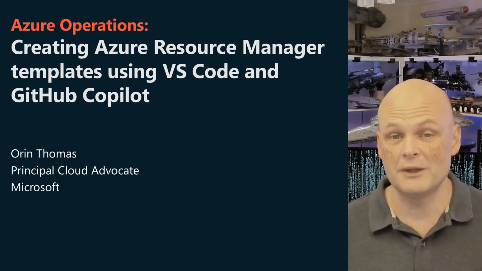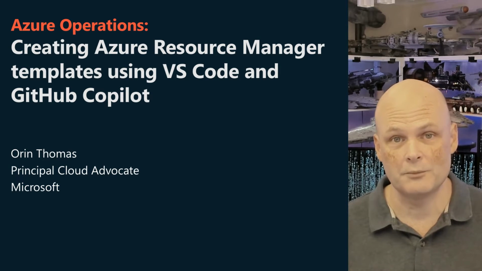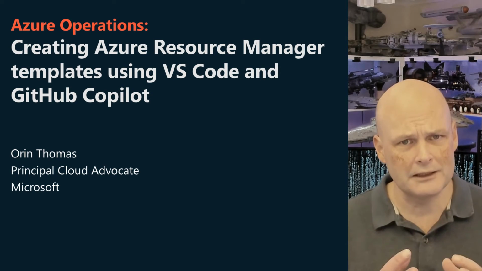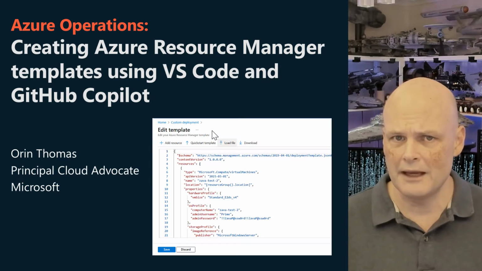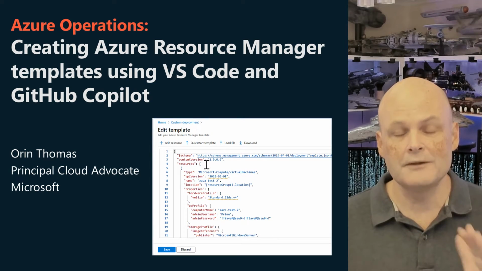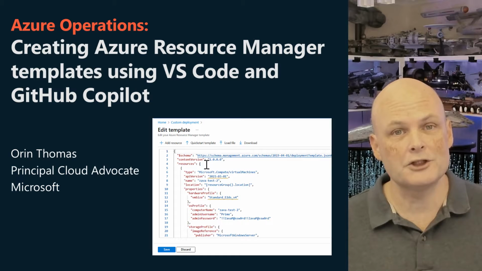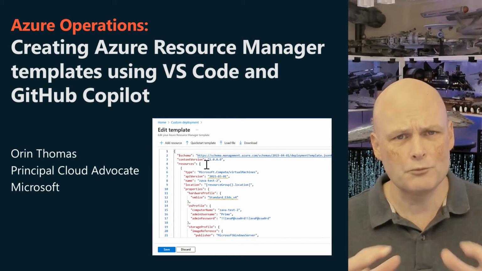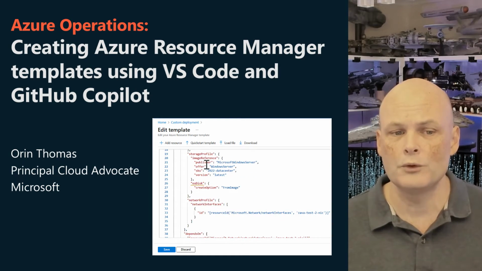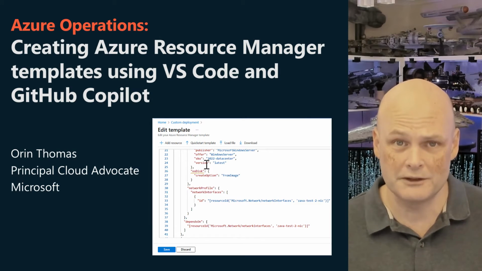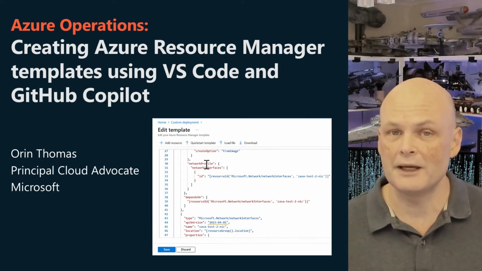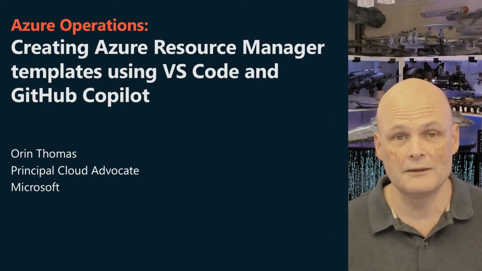So in this video, we're going to look at how you can use GitHub Copilot in VS Code to create Azure Resource Manager templates. ARM templates allow you to create infrastructure from a specially formatted JSON file. In the past, writing them involved knowing all the syntax and configuration rules. But with GitHub Copilot, we can let AI worry about all that trivia.